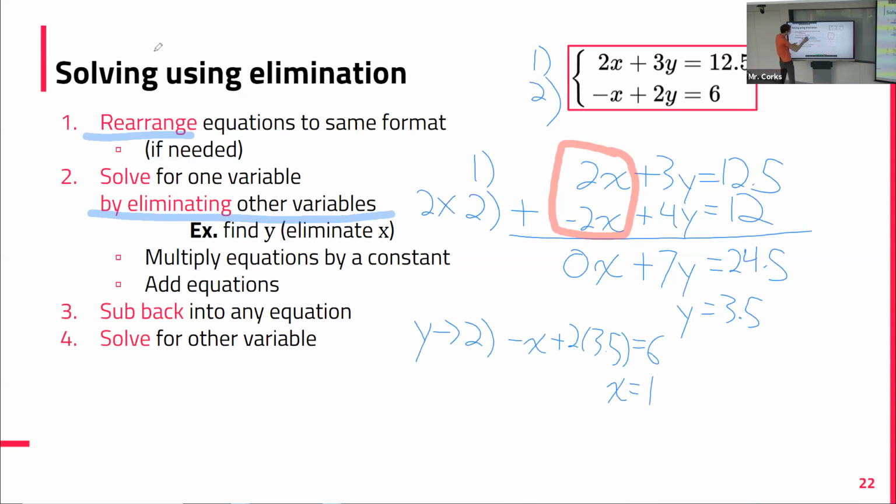So we could have done this targeting the y's instead. We could have eliminated the y's here. So if we did this trying to eliminate y's, what would we have to multiply our equations by? If we want to eliminate y, what would we do? We had to multiply the first equation by 2 and the second one by 3. Okay. So we'd have to multiply both of them by something.